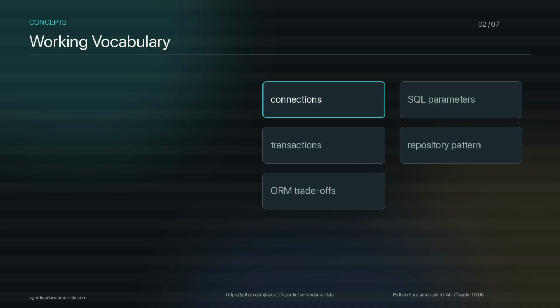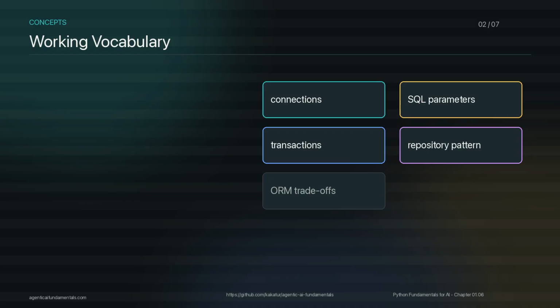The vocabulary is connections, SQL parameters, transactions, repository pattern, and ORM trade-offs. A connection is the link to the database. Parameters keep values separate from SQL text. A transaction groups changes. A repository gives the rest of the app a narrow interface. An ORM can help, but it also hides some SQL behavior.